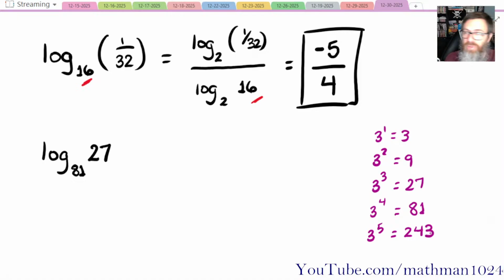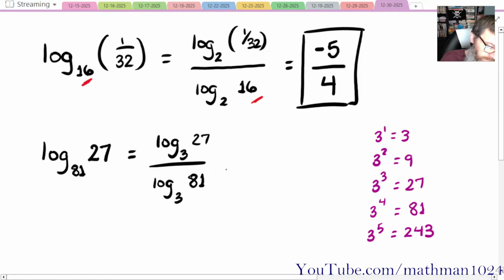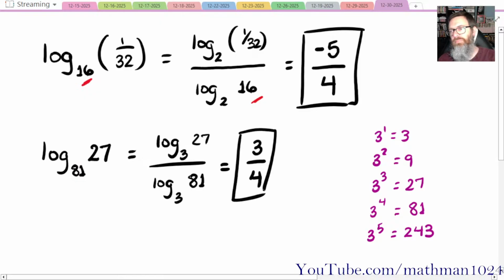So I hope here that you can see that both of these have a common base of 3. So I'm going to rewrite this as log base 3 of 27 over log base 3 of 81. And using the work that I see there on the right side, log base 3 of 27, remember the answer to the log is the power, so that's going to be 3. And what power of 3 gives me 81? That is 4. So again, should be a fairly simple thing to do as long as you know your powers.